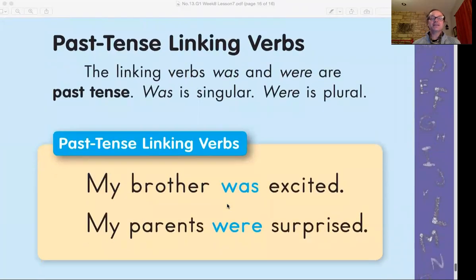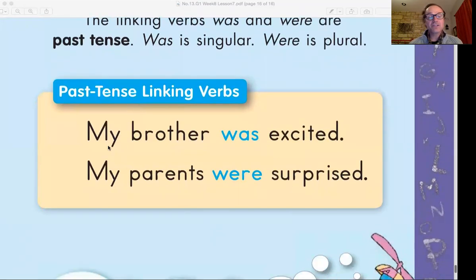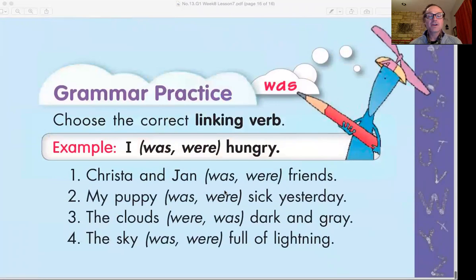Past tense linking verbs. The linking verbs was and were are past tense. Was is singular and were is plural. My brother was excited. My parents were surprised. Now, do you see there's just one brother? So he was excited. My parents, there are two parents. My parents were surprised.